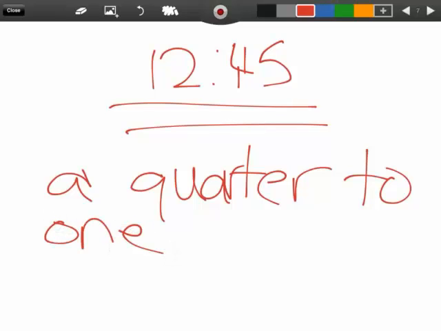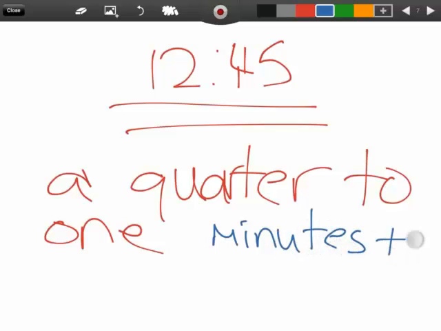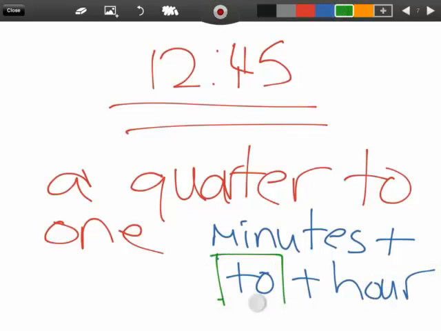Now, I'm going to go ahead and explain this to you. It's minutes plus 2 plus hour. Why did we use 2 this time? The reason we use 2 this time is because the minutes are between 31 and 59.